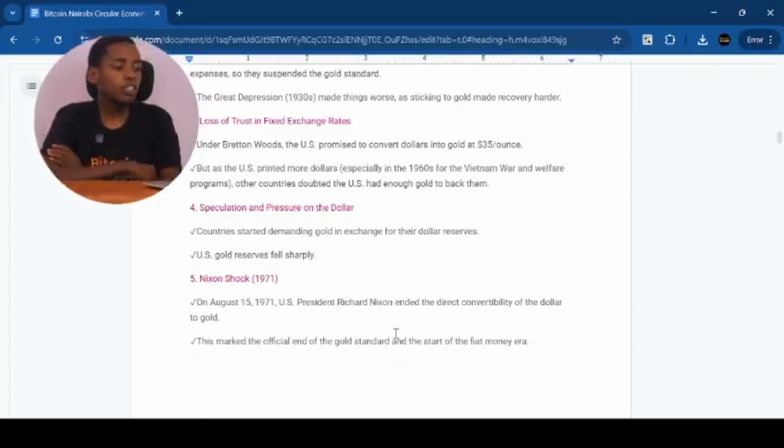Number 4, speculation and pressure on the dollar. Countries started demanding gold in exchange for their dollar reserves. US gold reserves fell sharply. Nixon's shock in 1971. On August 15, 1971, US President Richard Nixon ended the direct convertibility of the dollar to gold. This marked the official end of the gold standard and the start of the fiat money era.